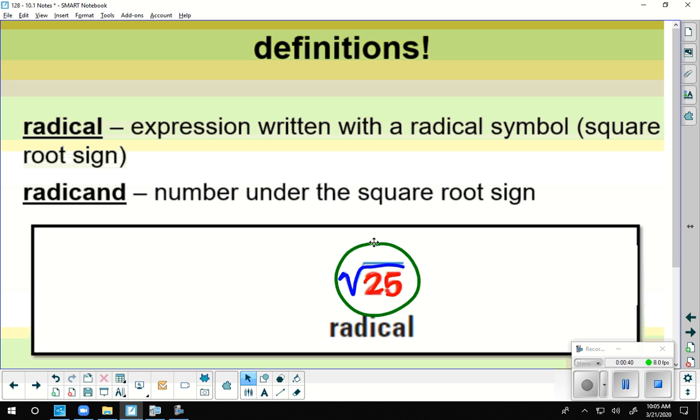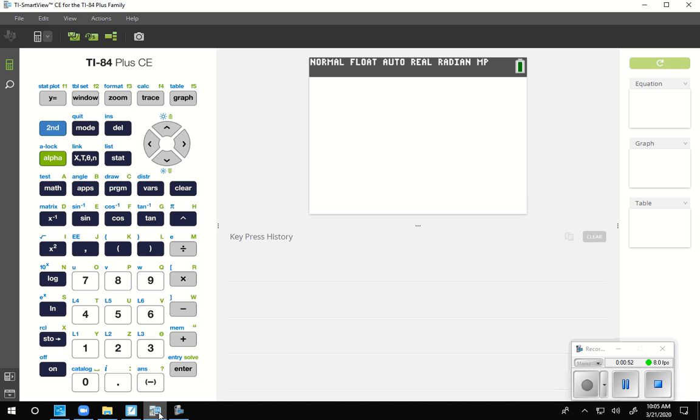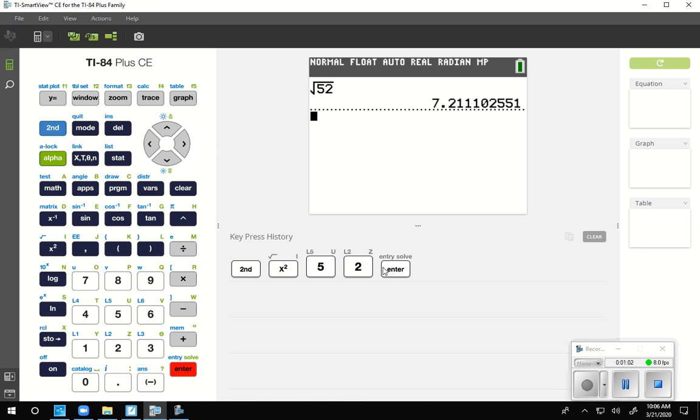So example 1, find the square root of 52. Round your answer to the nearest tenth. So we can just plug this in our calculator. The square root of 52 looks like this. So we can go here. We get our square root button right here. Since it's in blue, we hit second and then this button. And now we can type in 52. If we round to the nearest tenth, that's one decimal place. So this is 7.2.